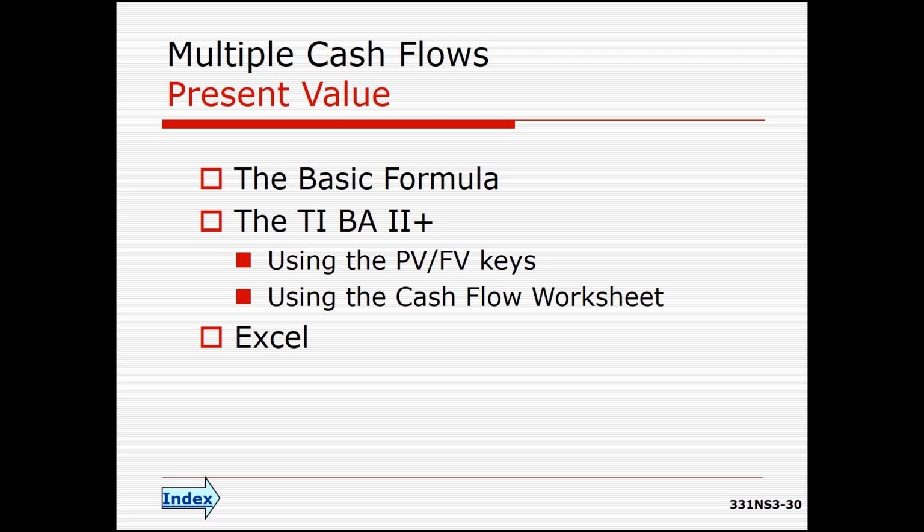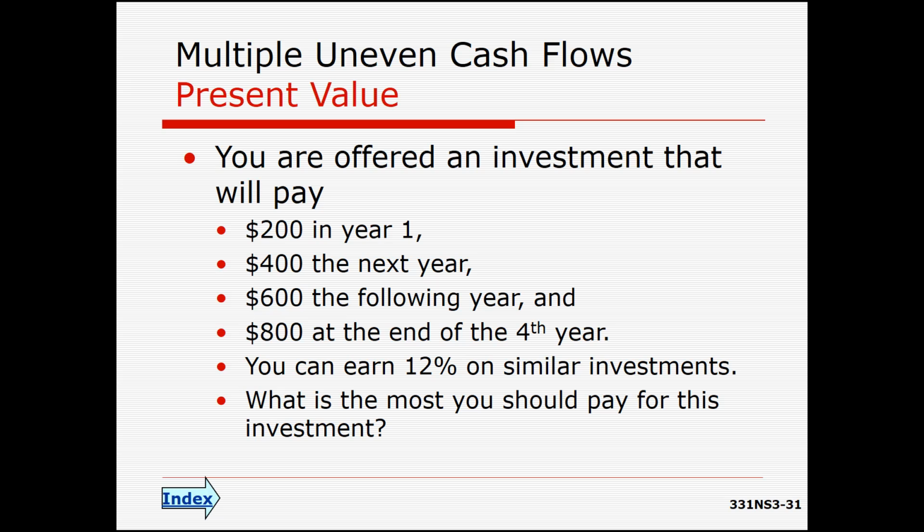We can solve uneven cash flow streams in several ways. We can use the basic formulas, solving more or less by hand. We can use the TI Business Analyst too. We can use the TVM keys, or we can use the cash flow worksheet, or we can use Excel. And we'll look at all these methods. Here's our sample uneven cash flow stream. $200 in year 1, $400 in year 2, $600 in year 3, and $800 in year 4. If the discount rate is 12%, what's the present value?